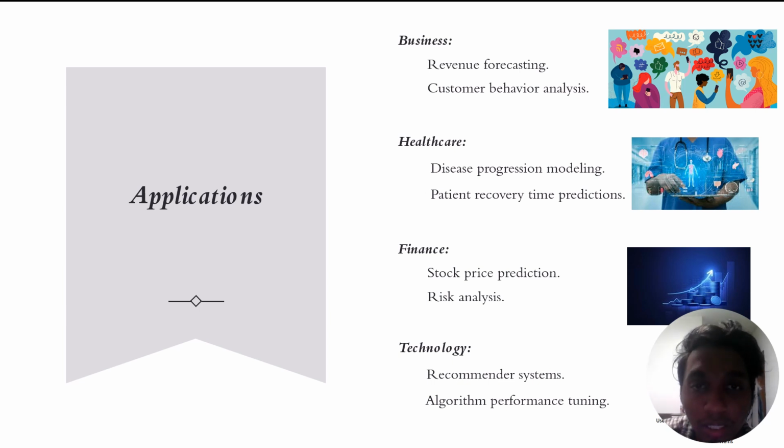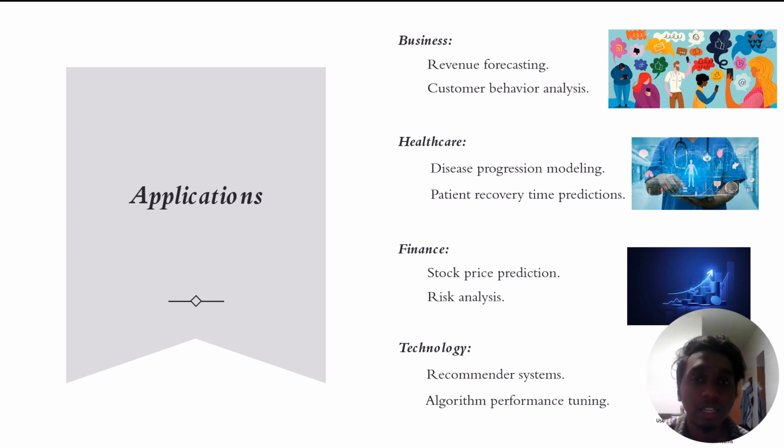In the technology sector, one of the coolest applications is the recommender system. Linear regression helps platforms like Netflix and Spotify predict what you might like based on your past preferences. It's also used for algorithm performance tuning, where developers tweak systems to achieve optimal results. For example, a website might analyze user interaction data to improve the accuracy of search results.